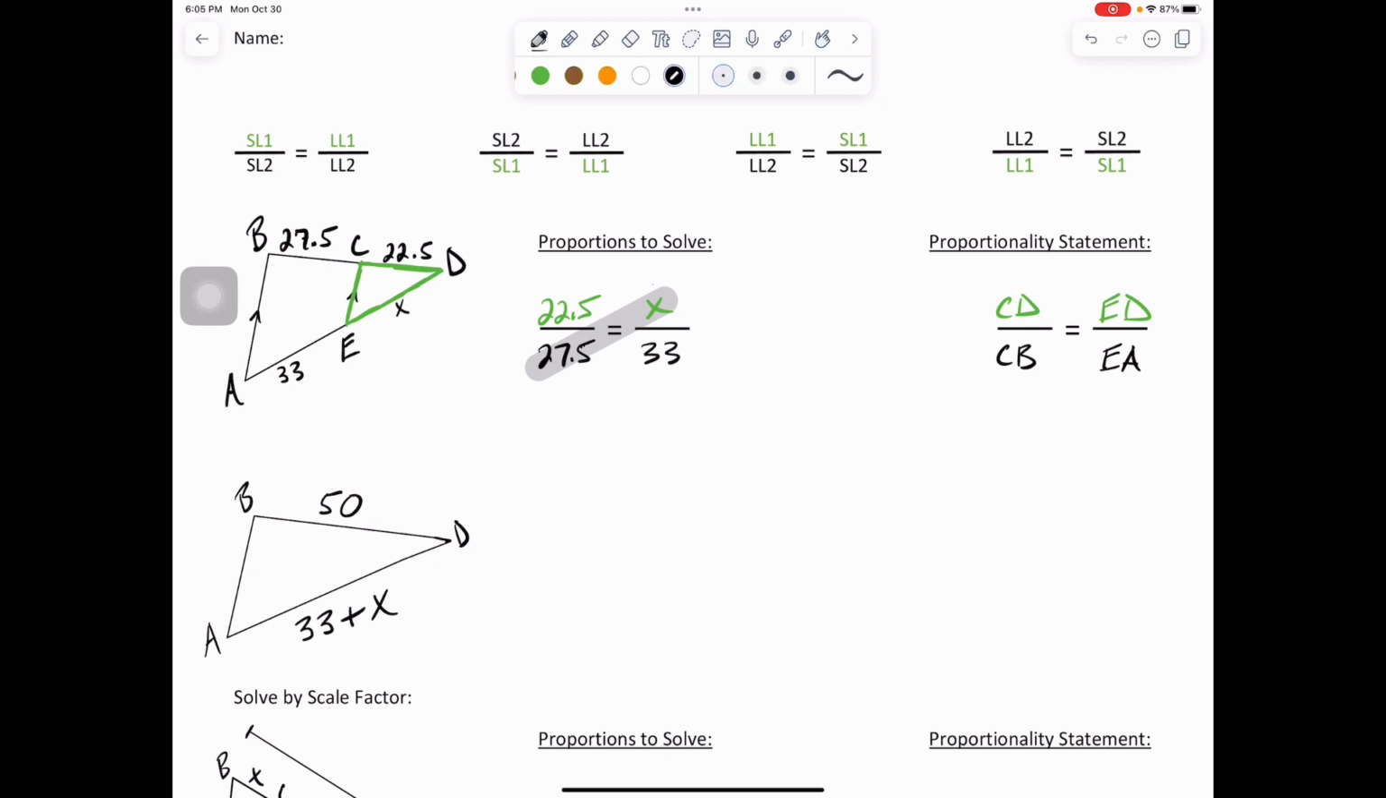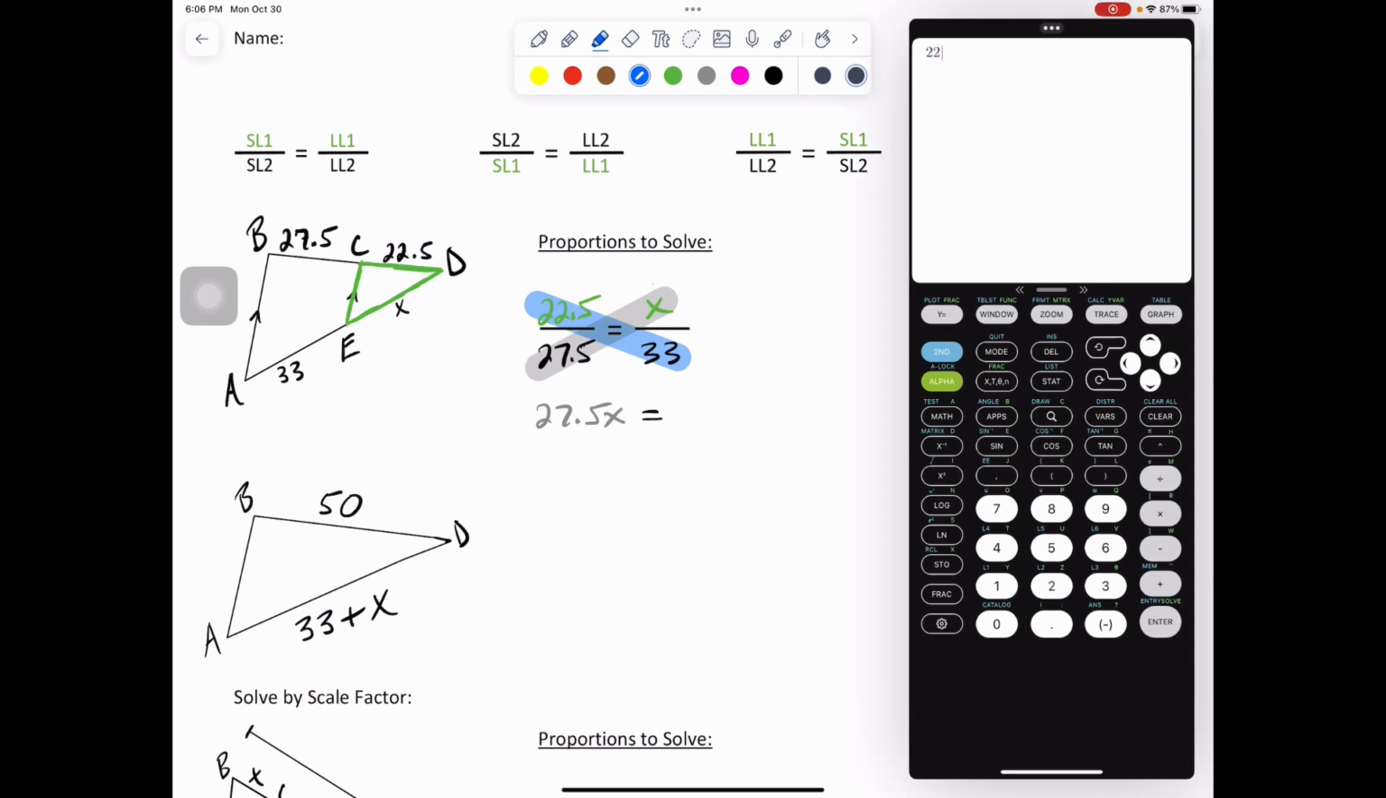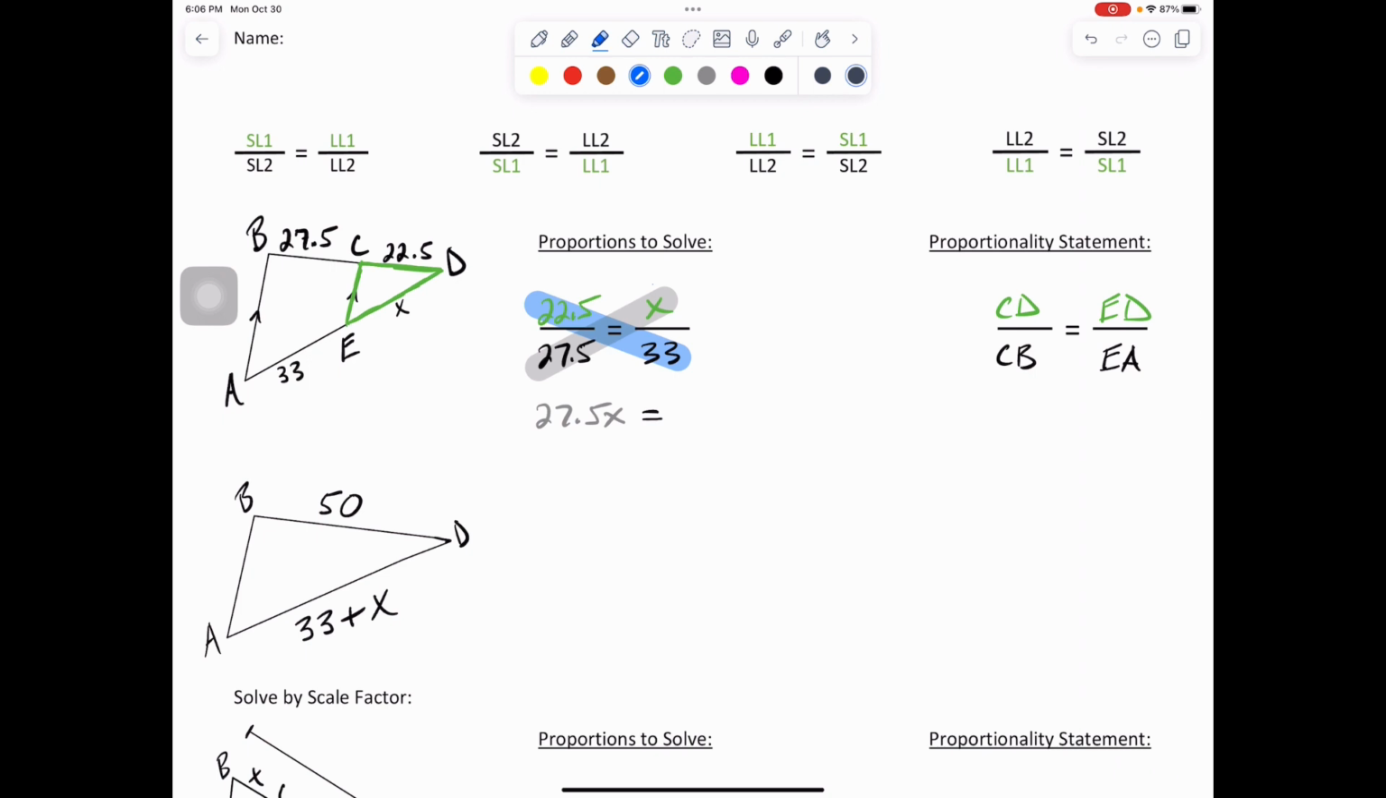27.5. I'm no longer going to write out 27.5 in parentheses x equals. We are just going to go ahead and multiply. 27.5 times x is 27.5x. We will set that equal to 22.5 times 33. Sorry, just wanted to switch up the colors. All right, 22.5 times 33 equals 742.5.